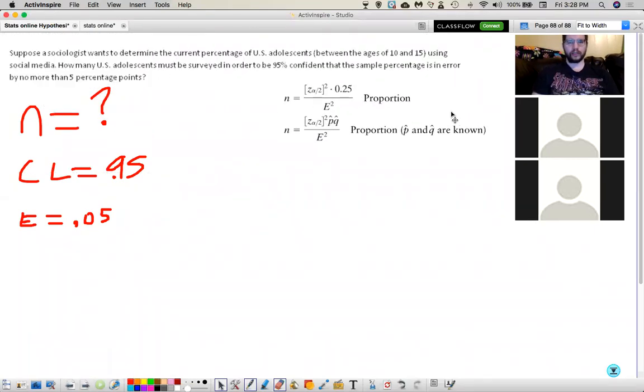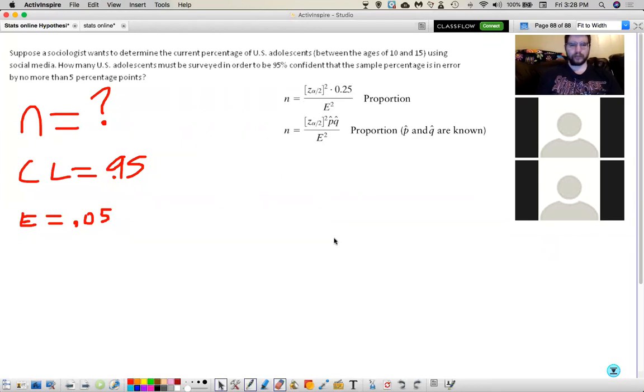So here are the formulas we're going to choose from, because it's talking about the percentage. A percentage is a proportion, so we're dealing with a P sample size. It doesn't give me any other indication, so we're going to use this 0.25 here. That comes from assuming P and Q are equally likely, which gives us the biggest N value anyway. So this is the most people we'd have to survey. No matter what P hat or Q hat actually are, there wouldn't be a larger N value.